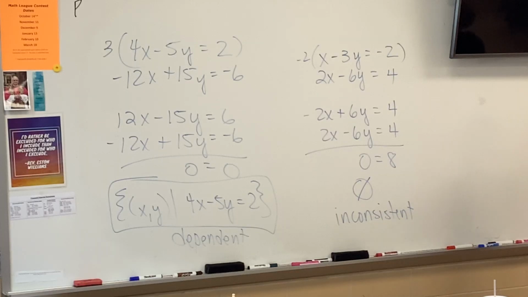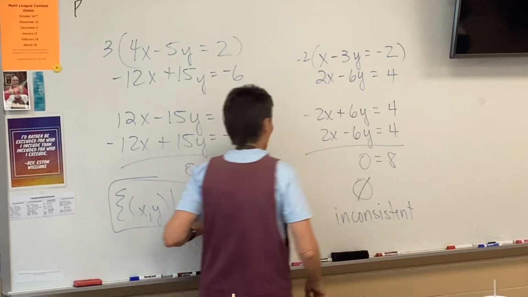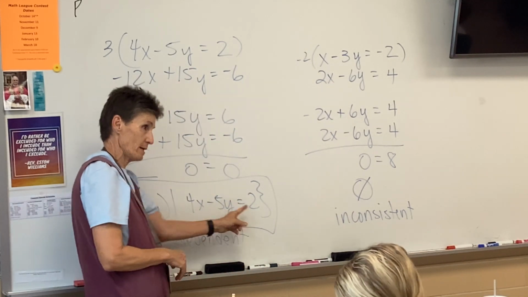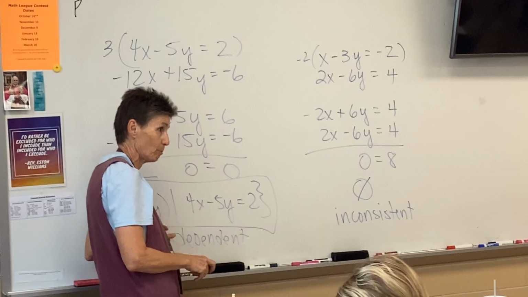Now do not say all real numbers, because what are you looking for? Points where they intersect. Where do they intersect? At every point on one of the lines, right? Any point on this line is an intersection.